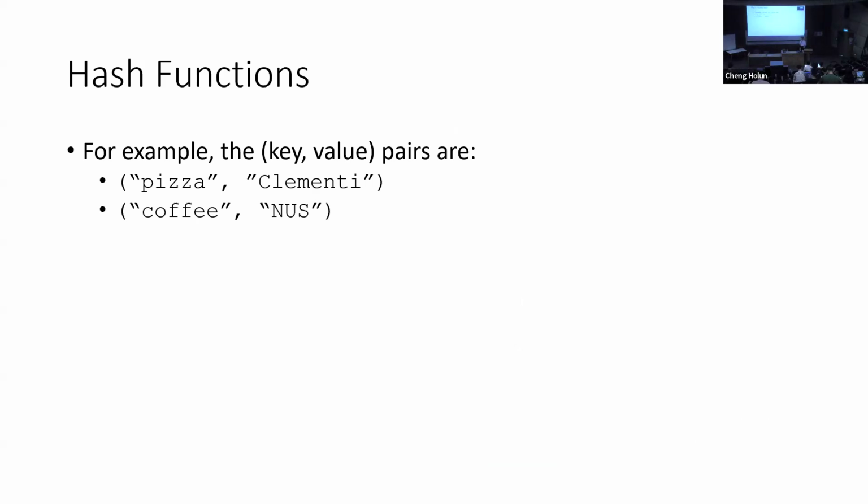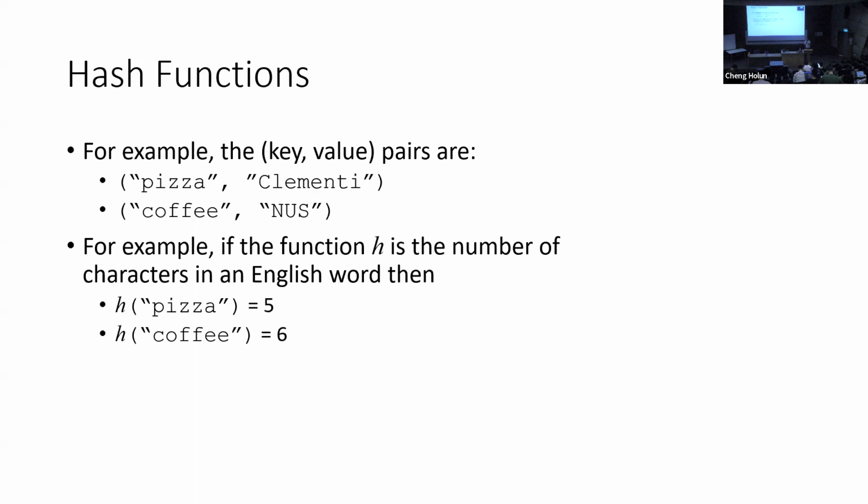Let's make a very simple example. Let's say the key is an English word, which is your food, and the value is the place of the food. And how do I create a hash function? Let's create a very simple one first. This simple hash function, when I take in a key, returns only the length of its characters.